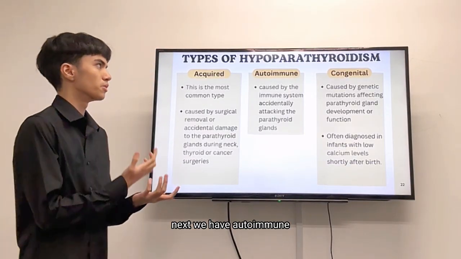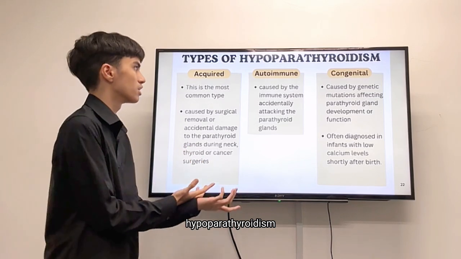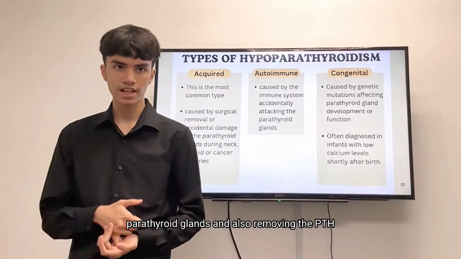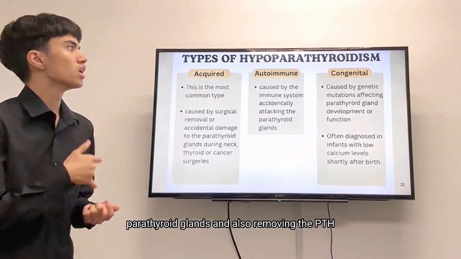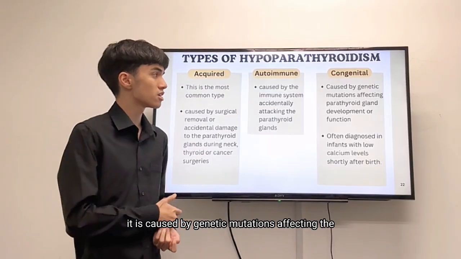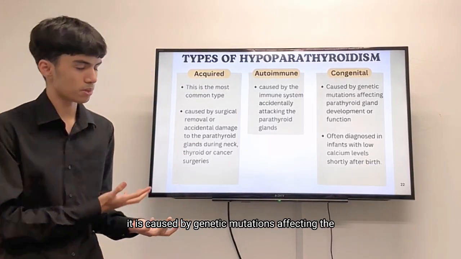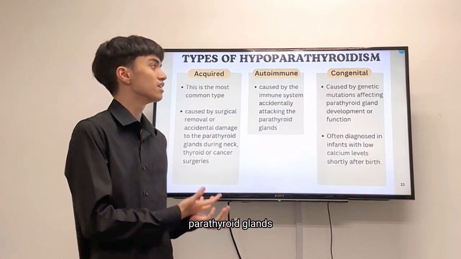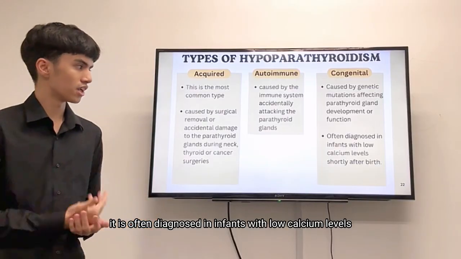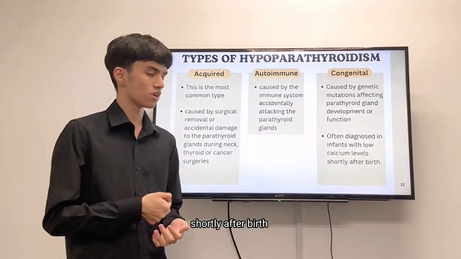Next, we have autoimmune hypoparathyroidism. It is caused by the immune system accidentally attacking the parathyroid glands and also removing the PTH. Next, we have congenital hypoparathyroidism. It is caused by genetic mutations affecting the parathyroid gland's development or function. It is often diagnosed in infants with low calcium levels shortly after birth.